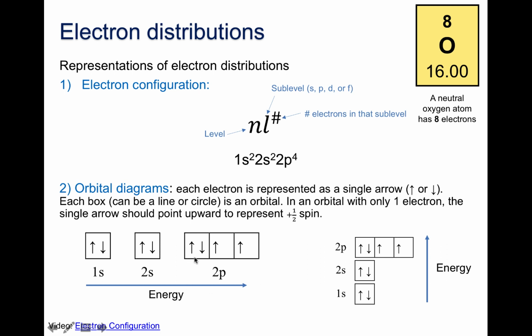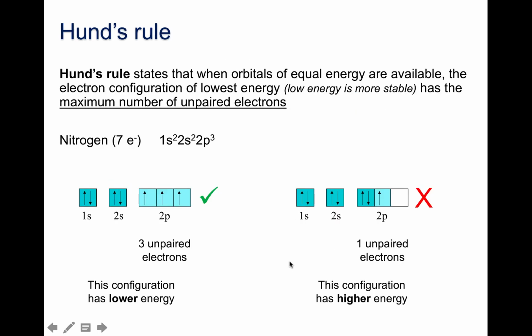Some of you may be wondering why I put 2 electrons in this box and 1 in each of the others. Well, there's a rule that dictates that, and it has to do with energy, as does pretty much everything in chemistry. And so Hund's rule states that when orbitals of equal energy are available, the electron configuration of the lowest energy has the maximum number of unpaired electrons. All right, so let's break down what that means.